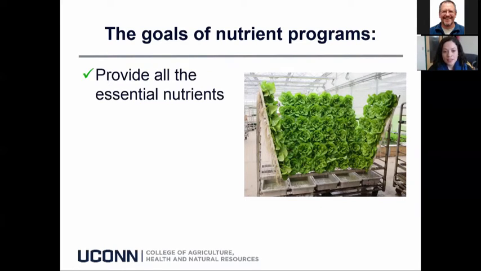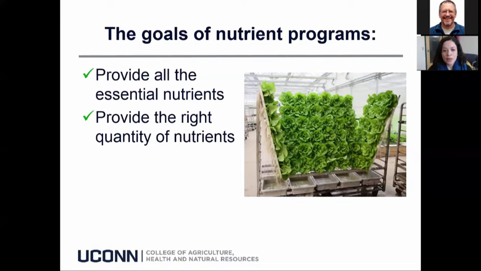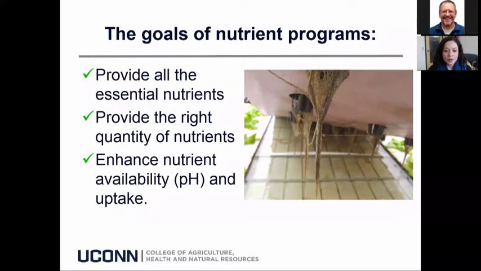One of the things is, first, we want to provide all the essential elements. So we want to make sure that whichever nutrient solution we pick has all those elements present. We want to make sure that we're providing the right quantity of nutrients. And then we want to make sure that everything that we do is going to enhance the availability and uptake.